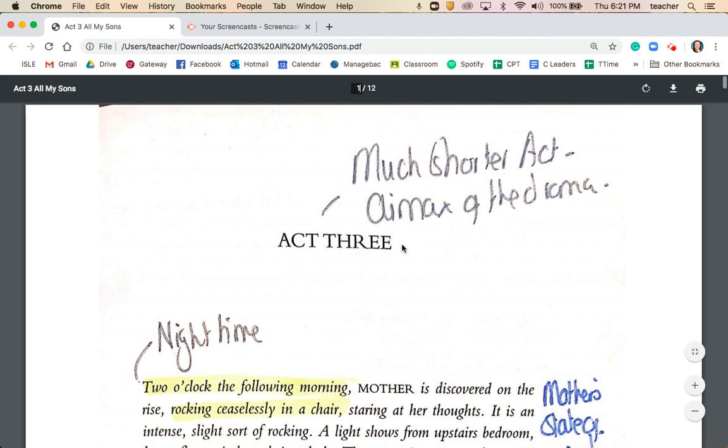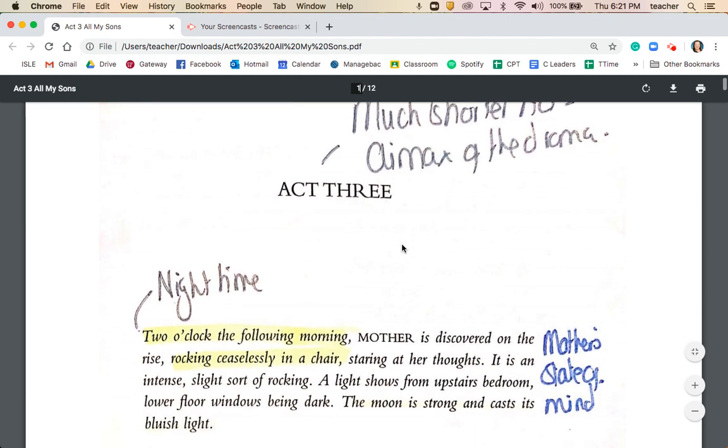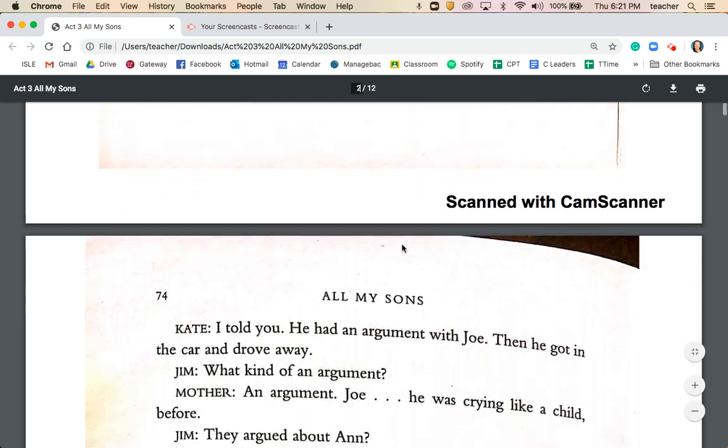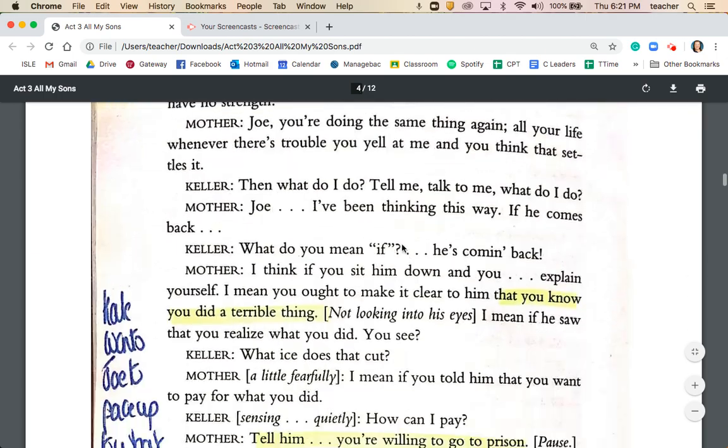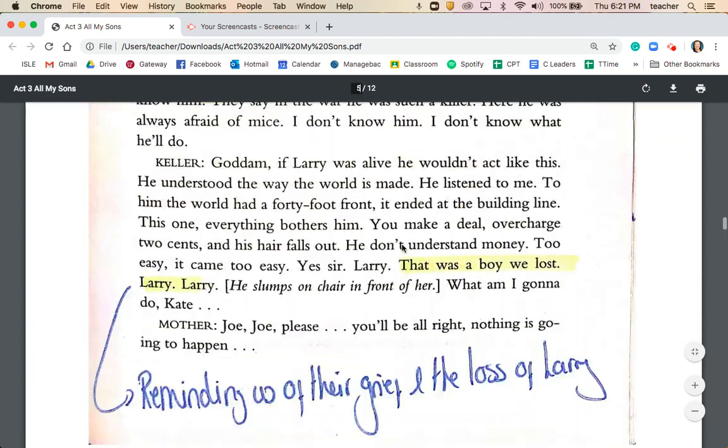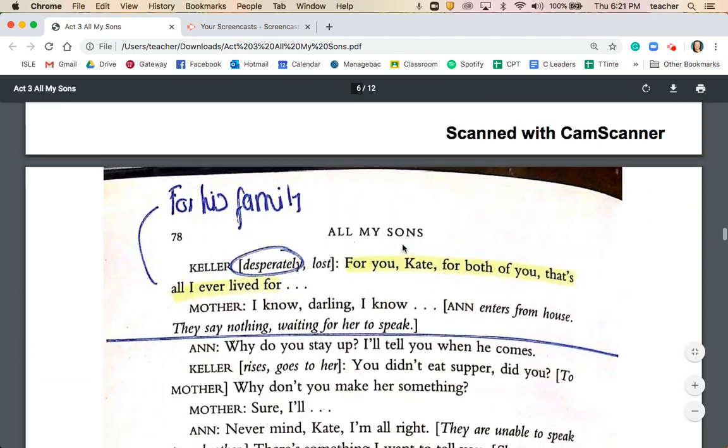So the first part that you need to read begins on page 1 of the PDF, which is page 73 in your text, and goes through Act 3 down to the entrance of Anne here on page 78. So I'd like you to now pause the video and read from the beginning of Act 3 to the entrance of Anne on page 78.